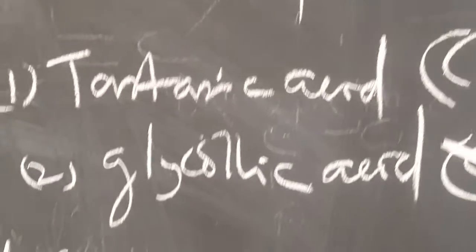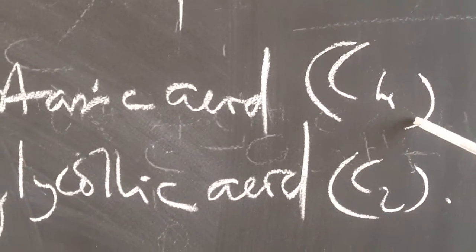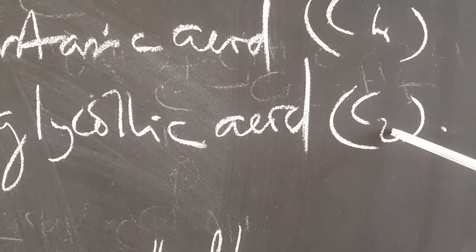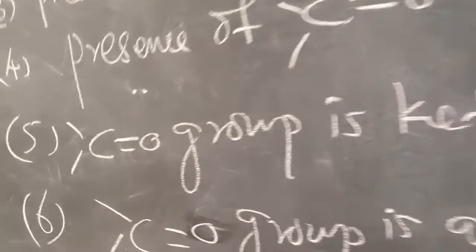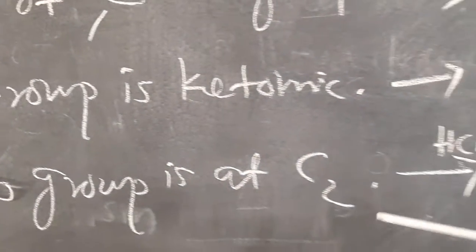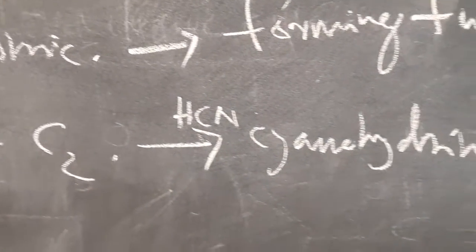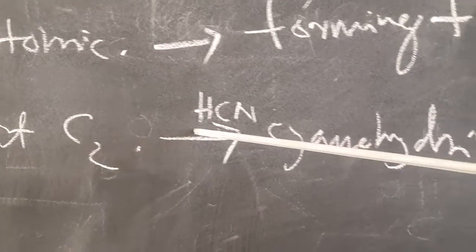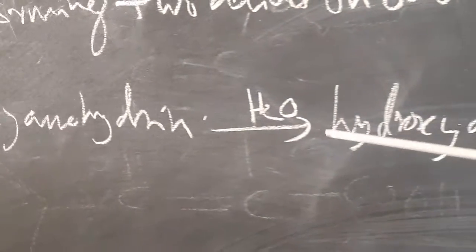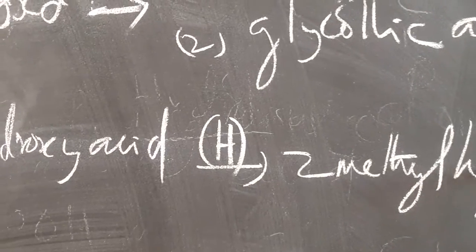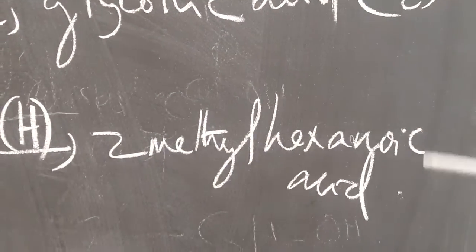You are getting tartaric acid and glycolic acid. Tartaric acid contains 4 carbon atoms and glycolic acid contains 2 carbon atoms. 4 plus 2 is equal to 6. So there are 6 carbon atoms there. And point number 6 is the CO group is at carbon number 2. That is confirmed by a series of reactions. That means fructose on reacting with hydrogen cyanide gives cyanohydrin, which on hydrolysis gives hydroxy acid, and which again on reduction gives 2-methyl hexanoic acid.